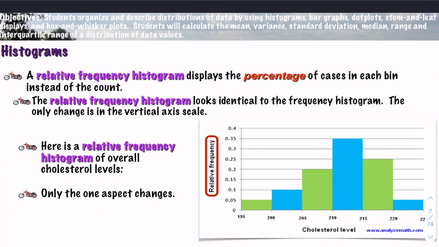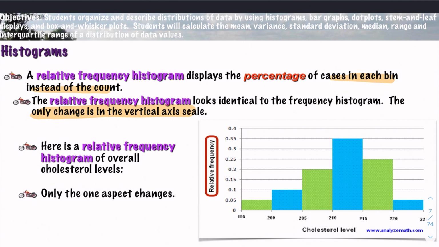Again, if we wanted to look at a relative frequency histogram, this will display not the frequency, but the percentage of cases in each bin instead of the count. A relative frequency histogram looks identical to a frequency histogram. The only change is the vertical axes scale.